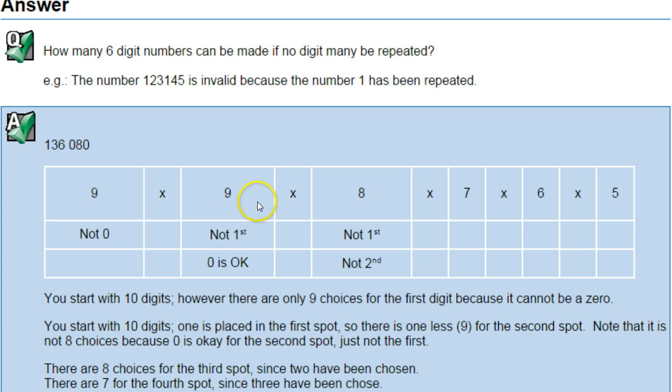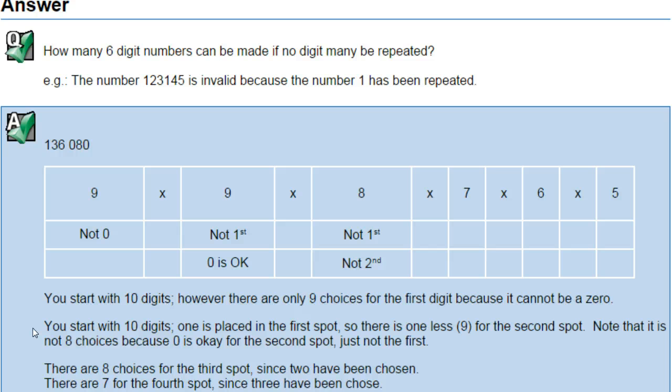Now, the second number, it doesn't matter whether 0 is in there or not, it's allowed. But we've already used one number. So again, we've reduced our total number of possibilities to 9. And then each time we use up a number, 8, 7, 6, 5, and so on. In this case, we only go down to 5 because we have 6 digits that we're working with.